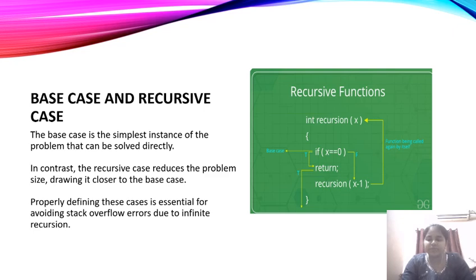In this image we can see how the recursive function works. Int recursion(x), so the function is called again from itself. Then we take an if condition: if x is equal to 0, return. Again recursion(x minus 1). So whatever value we give for x, it is decreased by 1, so we can get the answer.